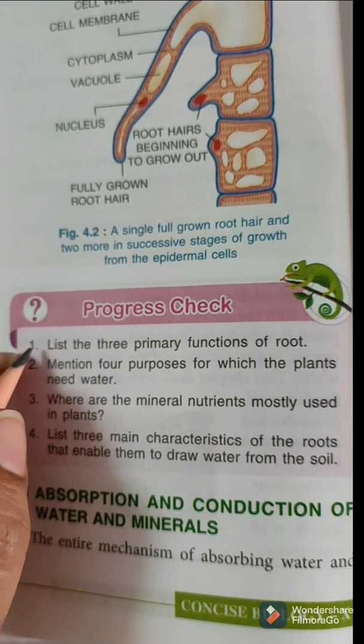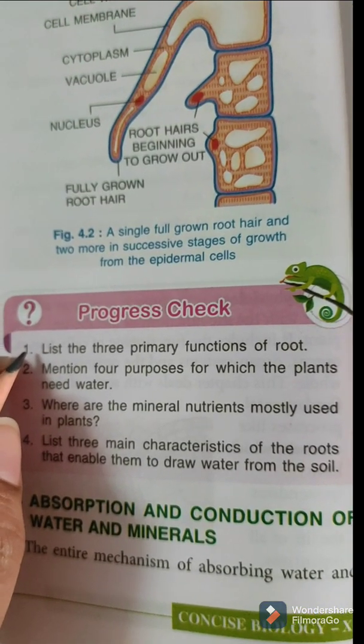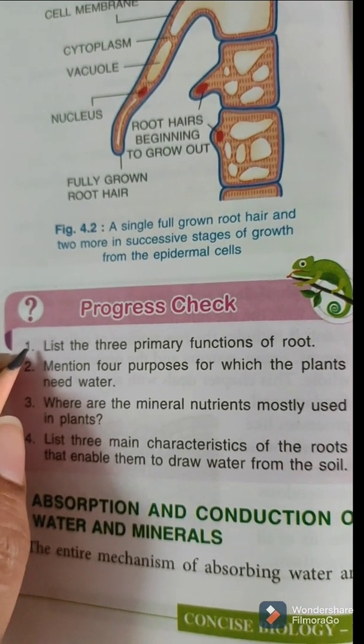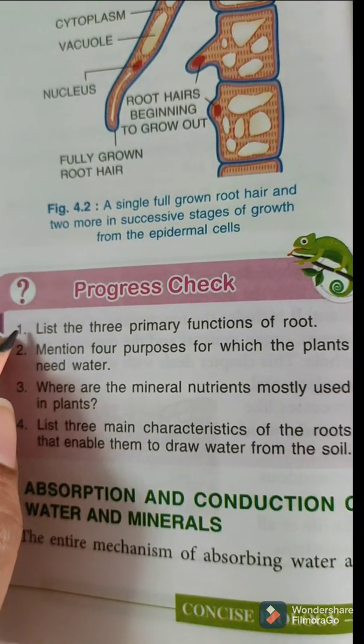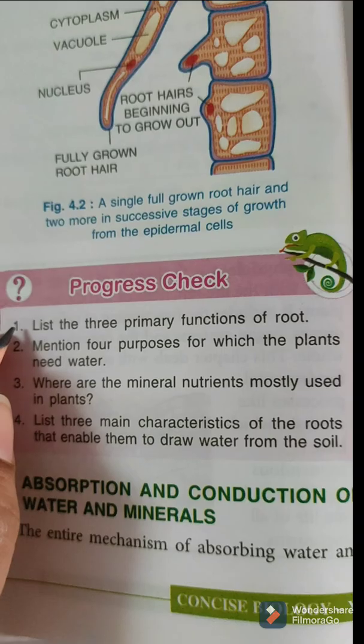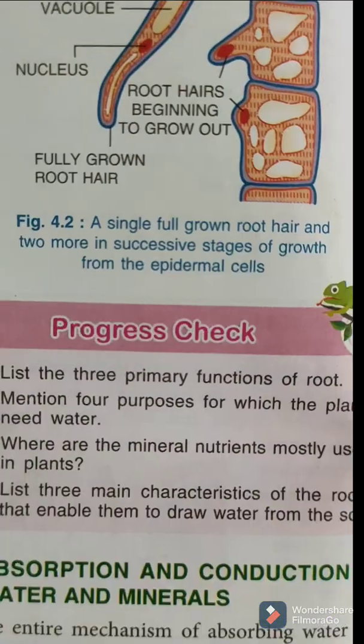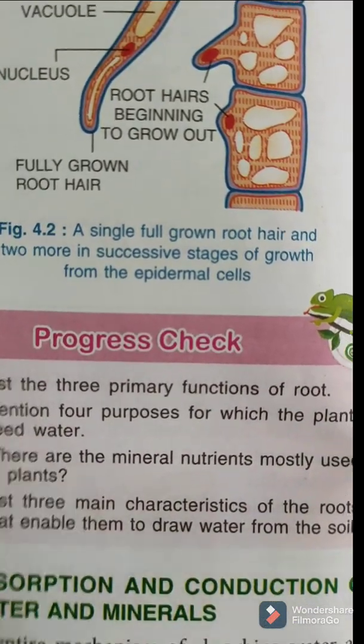Mention 4 purposes for which plant needs water. Again, this is present on 37. Where are the mineral nutrients mostly used in plants? So where they are used? They are used inside the cell.